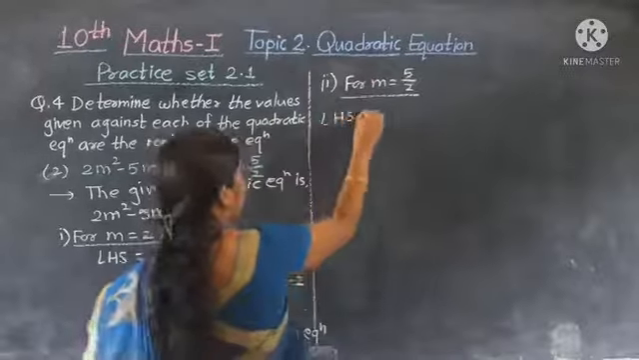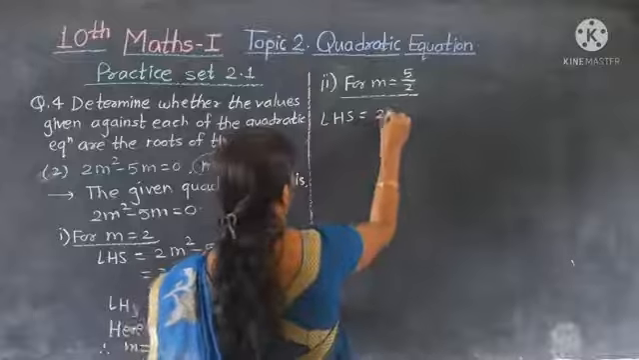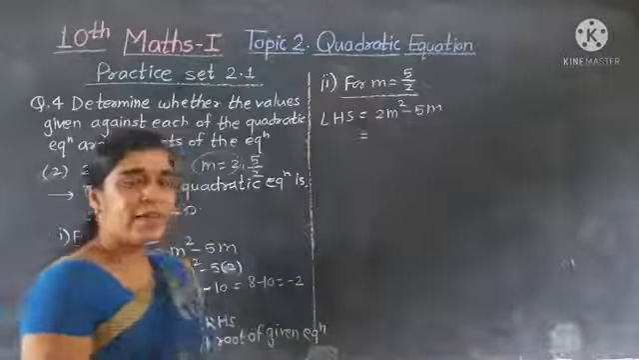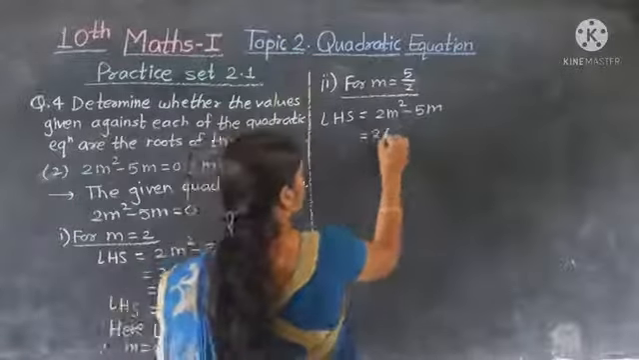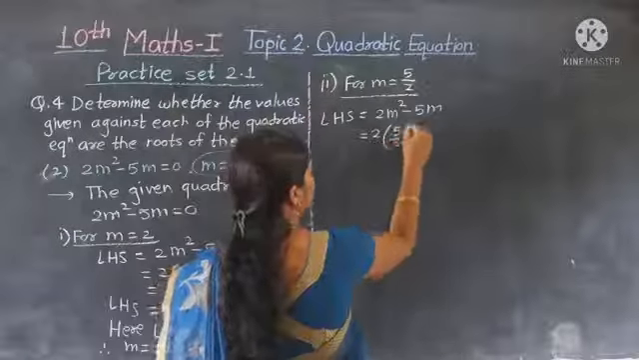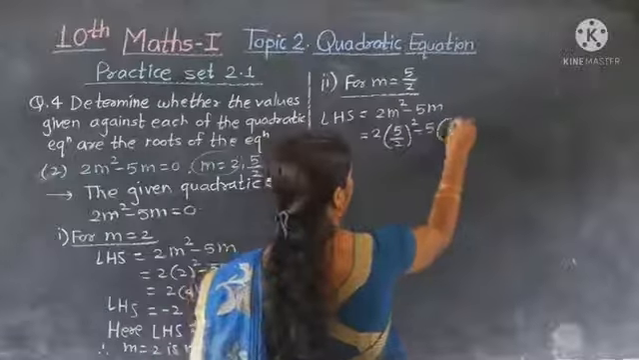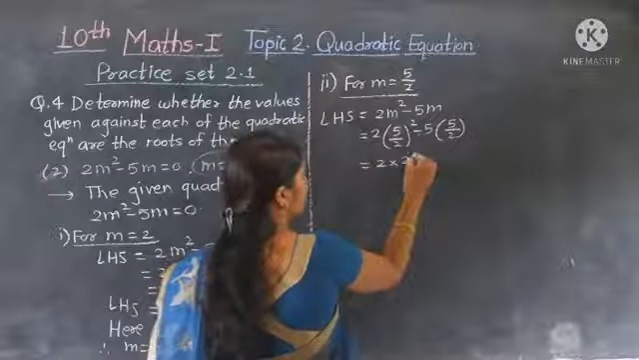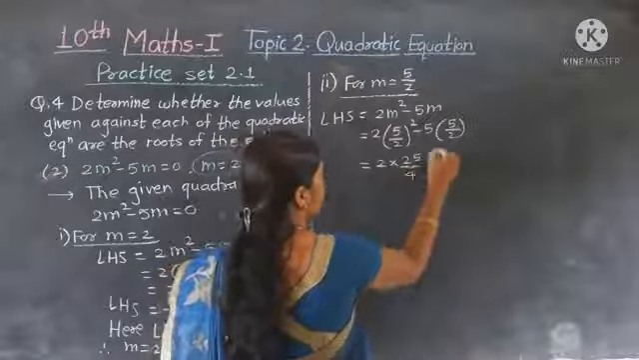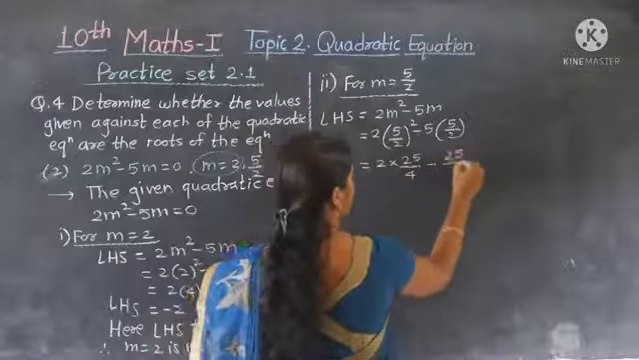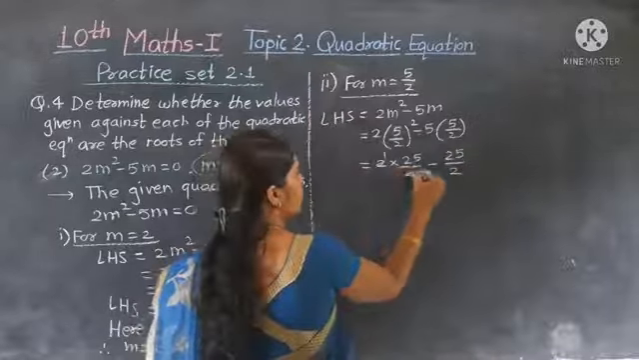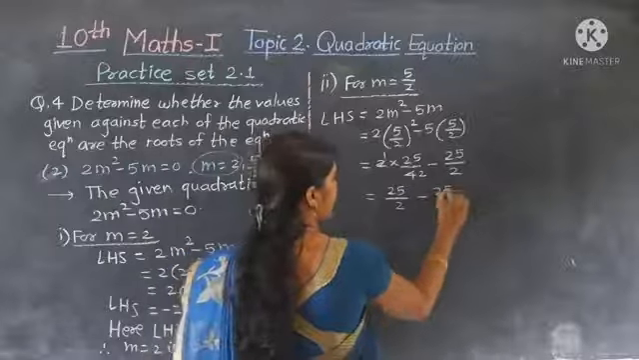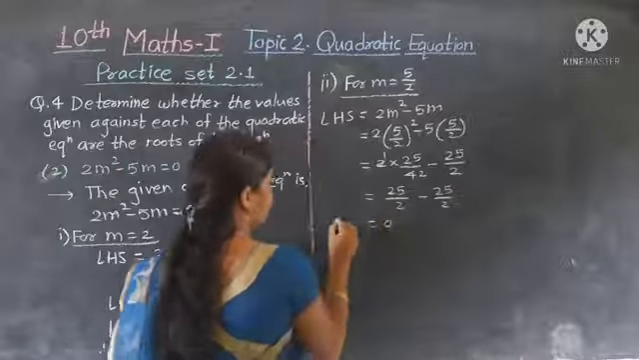Right, first LHS is 2m square minus 5m. Whenever m is there, you put 5 upon 2. 2 into (5 upon 2) square minus 5 into 5 upon 2. 2 into 5 square is 25 upon 2 square is 4, minus 5 5s are 25 upon 2. 2 1s are 2, 2 2s are 4. So you get 25 upon 2 minus 25 upon 2 is equal to 0.